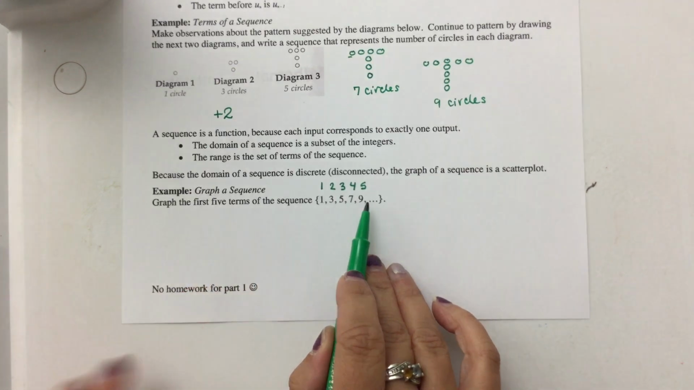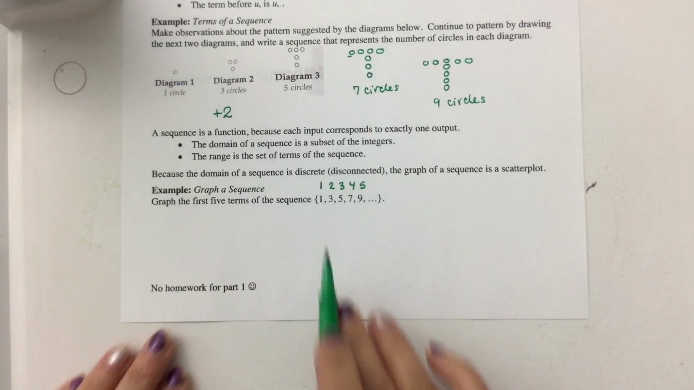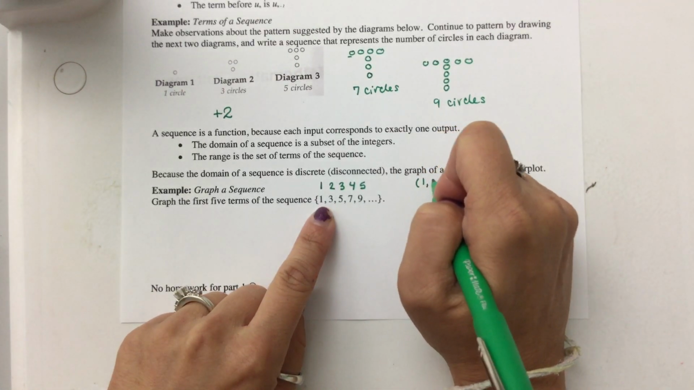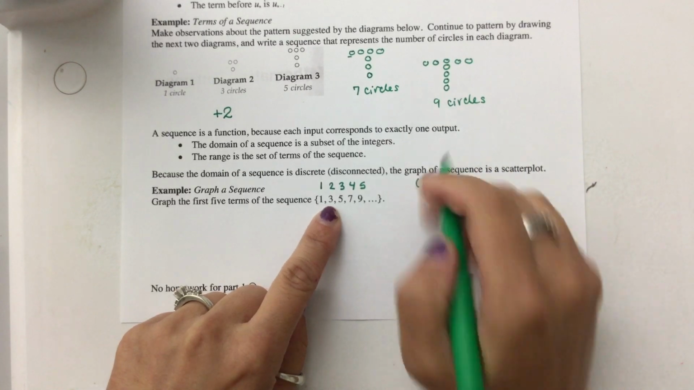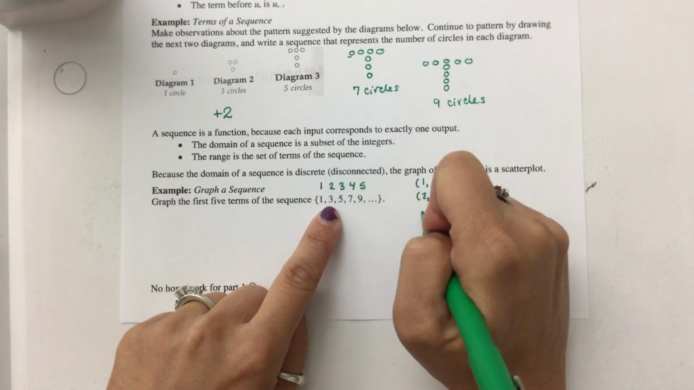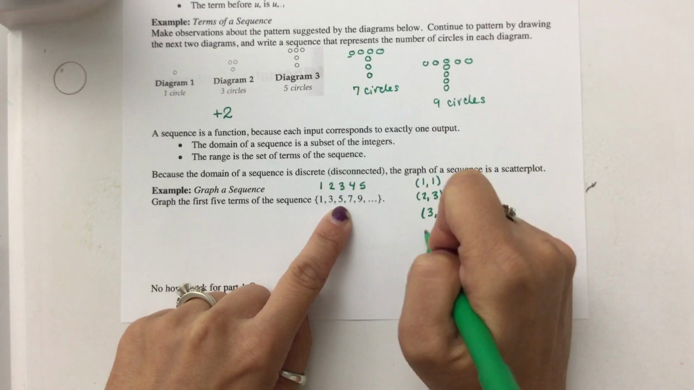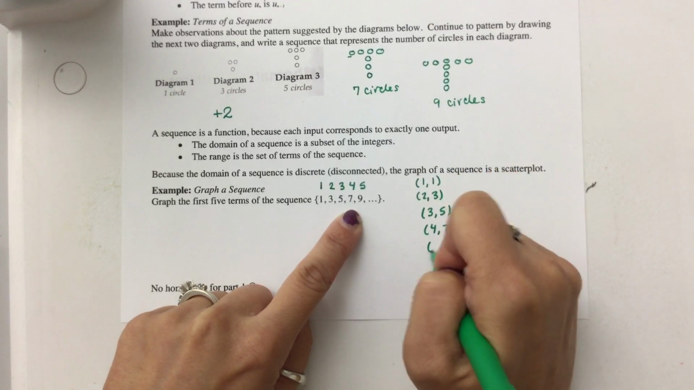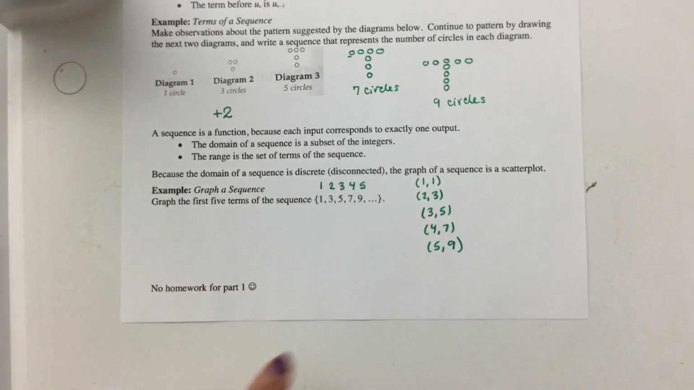The cool thing is, looking at it this way, you could visualize this as ordered pairs. So 1 goes with 1. The first term is a 1. The second term is a 3. The third term is a 5. The fourth term is a 7. The fifth term is a 9.